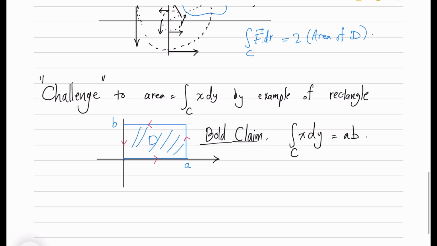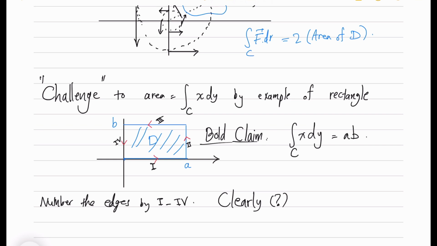The reason for this is as follows. Let me identify these edges by numbers, Roman numerals, so number the edges 1 through 4. Clearly, is it really? So I want you to check this. The integral of x dy along edge 4 is 0. Along the fourth edge, which is along the y-axis, this is 0, because x is just 0 the whole time.